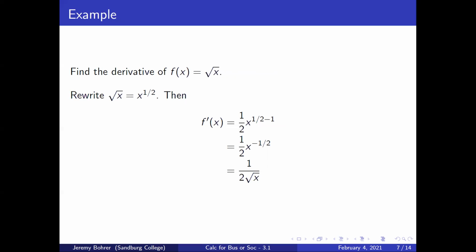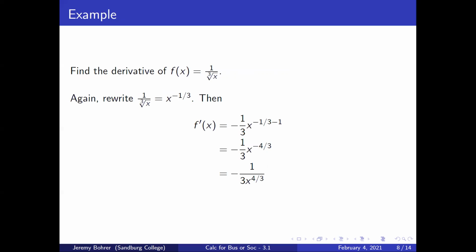Find the derivative of f of x equals the square root of x. We will rewrite the square root of x as x to the 1/2 power. Then f prime of x equals 1/2 times x to the 1/2 minus 1, which is 1/2 times x to the negative 1/2, which is 1 over 2 times the square root of x.